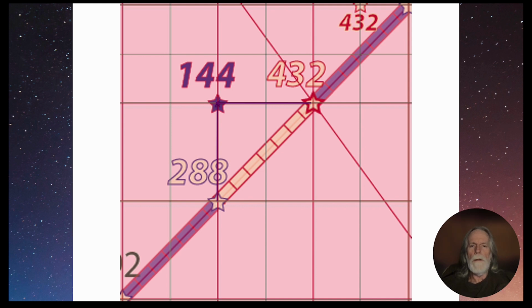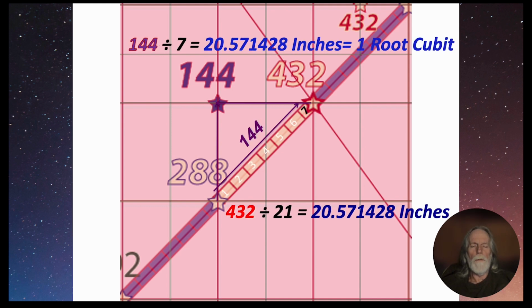After fractally dividing the intervals, 432 is now the 21st interval. So the value of 144 divided by 7 is 20.571428, the precise number of inches in the academically accepted root cubit. 432 divided by 21 also sums to 21.571428. The numbers 7 and 21 are key.